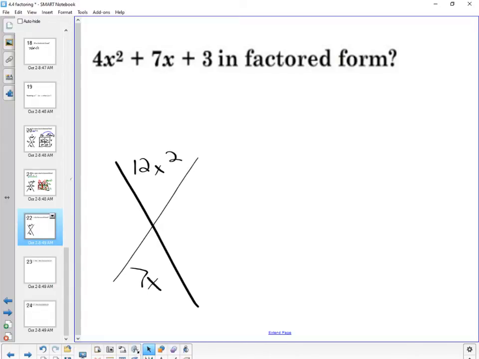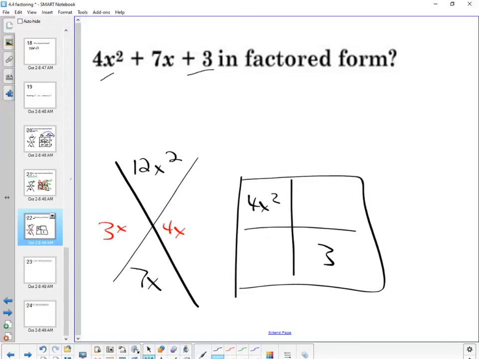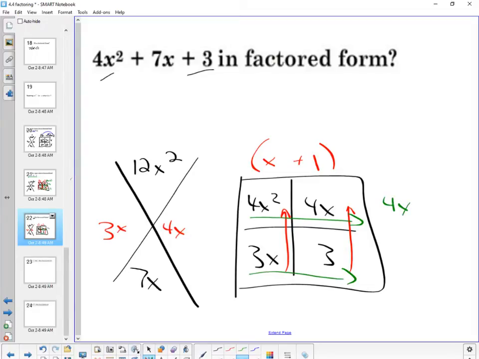Okay, what two numbers multiply to 12 and add up to 7? 3 and 4. So 3x and 4x. Let's go box time. What goes in my first box? 4x. What goes in my last box? 3x. It doesn't really matter here. Going up, what do they have in common? x. Going to the left or to the right, what do they have in common? 4x and 3. So we got 4x plus 3.